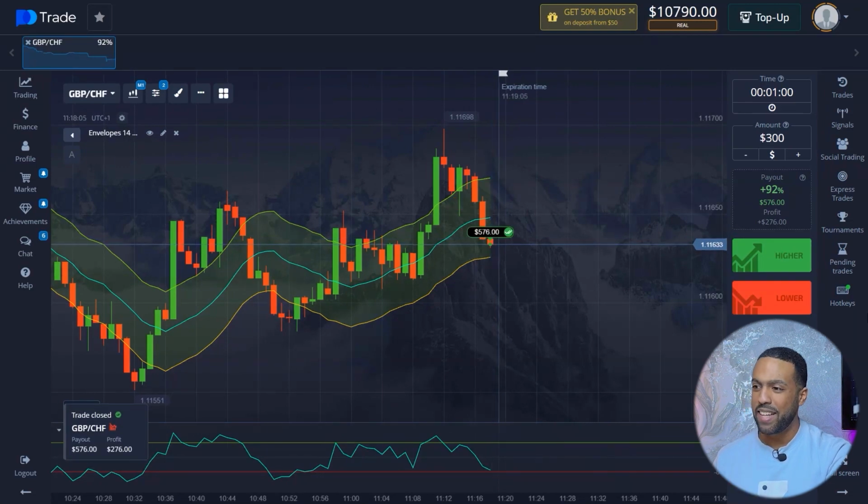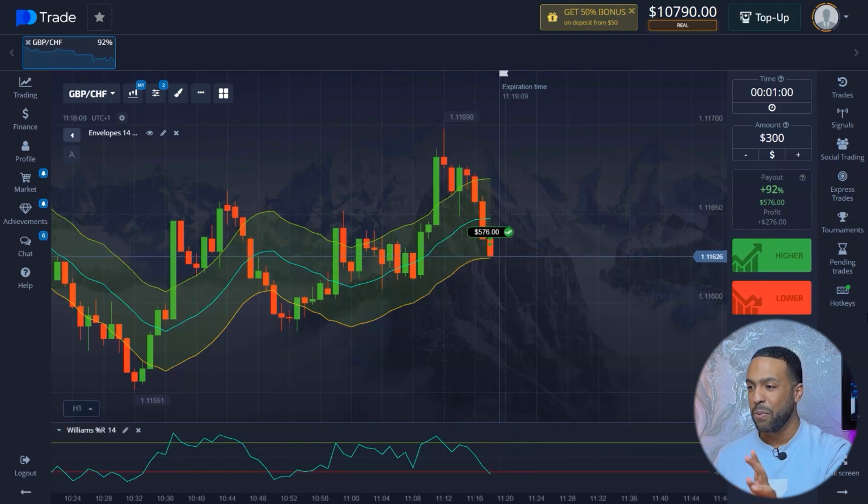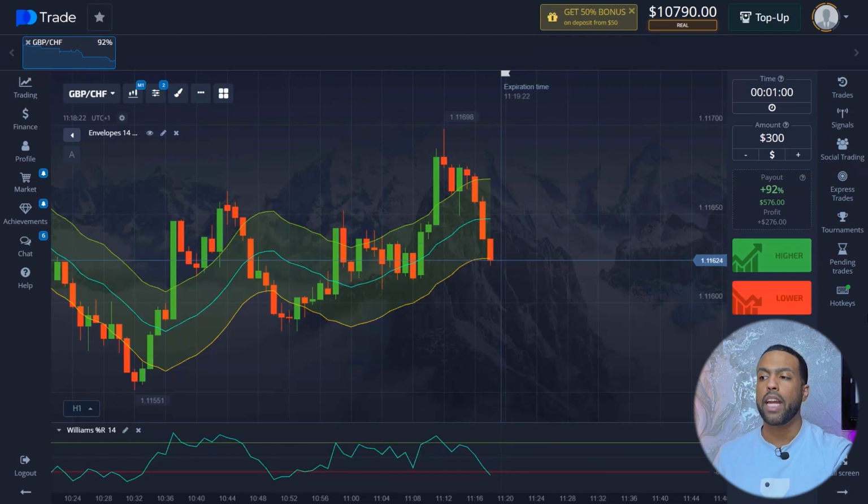And our take profit added to my account $276. Same scenario, guys. We keep going. Let me show you the strategy on the price bouncing off the envelope lines. The envelope indicator defines the upper and the lower limits of the normal range of price fluctuations, as I mentioned at the beginning of the session.